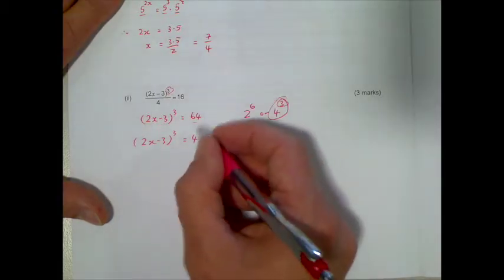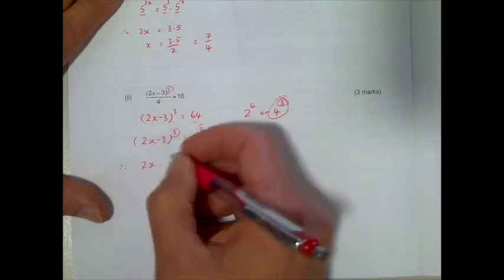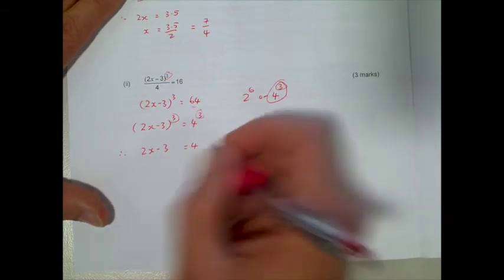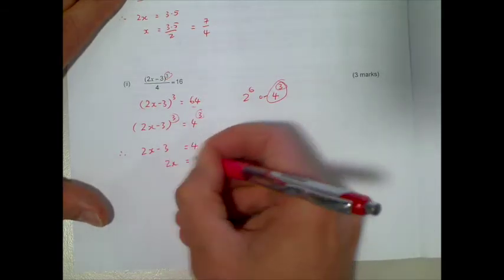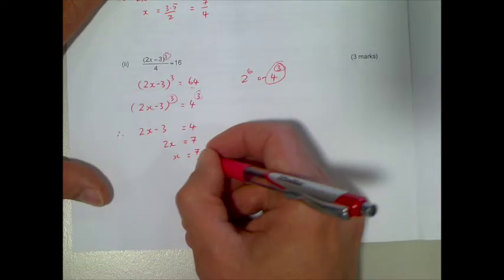Now because we've got the same indices, we can therefore state that the base values must equal. So 2x take 3 must equal 4. So let's just solve this simple linear equation. 2x is equal to 7, and therefore x is equal to 7 over 2. And there we go.